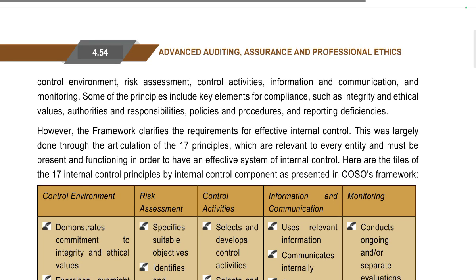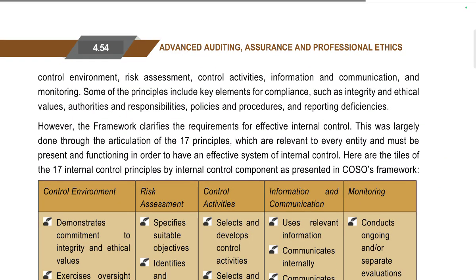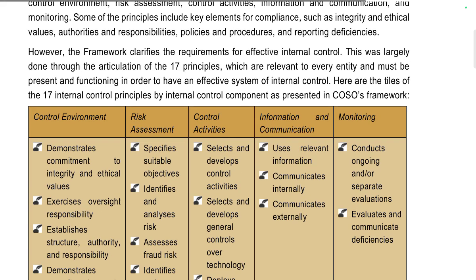Control environment, risk assessment, control activity, information and communication, and monitoring. Some of the basic principles and key elements of compliance are integrity, ethical value, authority, responsibility, policies and procedures, and financial efficiencies. However, the framework clarifies the requirement of effective internal control. This is largely done by articulating 17 principles relevant to every entity, which must be present and functioning in order to have effective internal control.